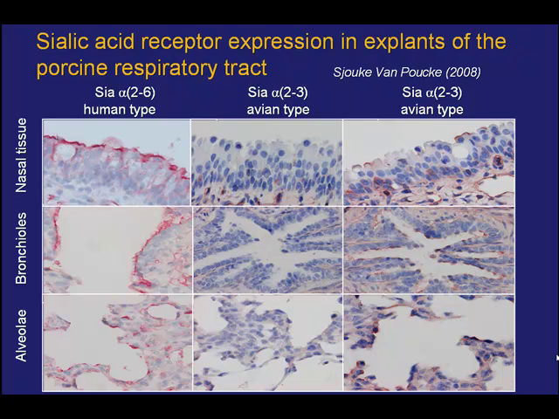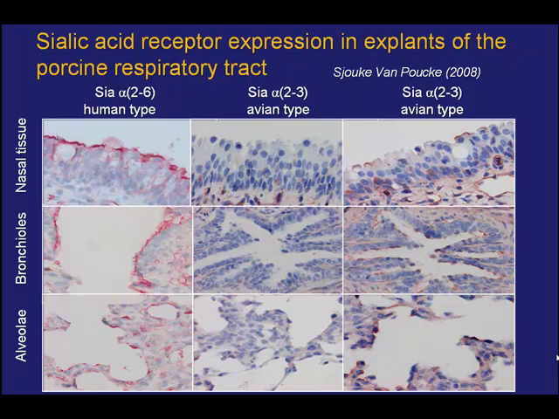Another student of mine has started to reinvestigate the distribution of the influenza virus receptors in the entire respiratory tract of swine. And this was really new because the old studies only focused on the trachea of swine. And here you can see sections of the nose, the bronchi, and the alveoli, and they are stained for either the human-type receptor and for 2 different subtypes of the avian-type receptor. This one is the most important.